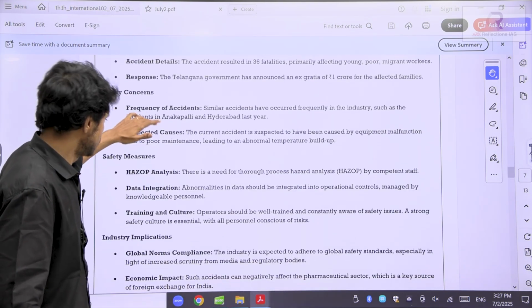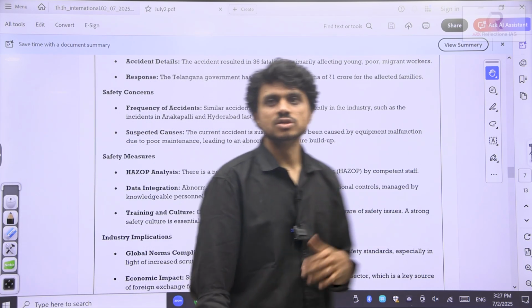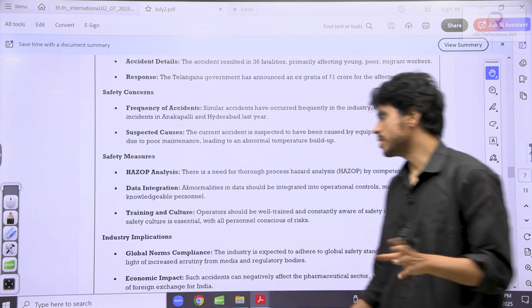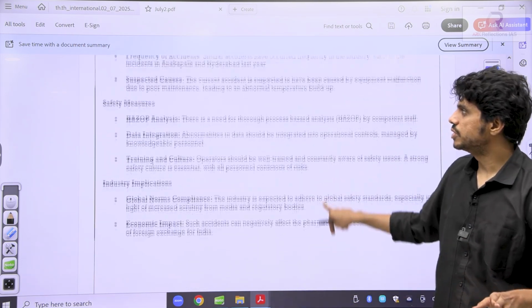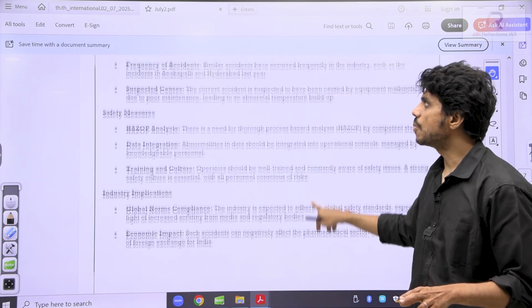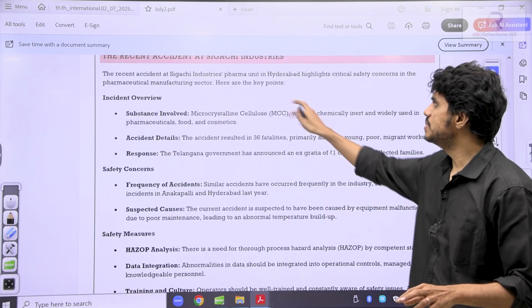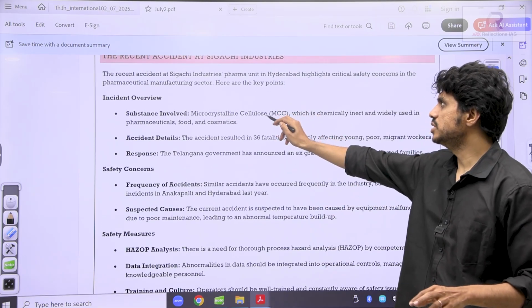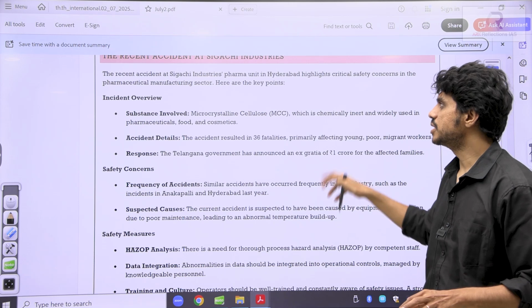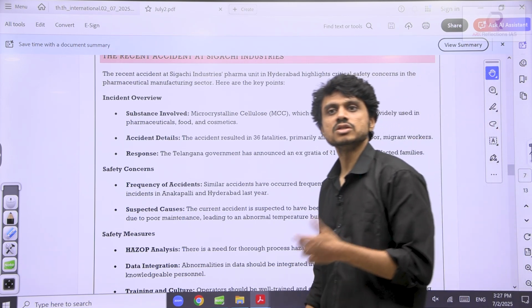Okay, so many such incidents happen in the industries. Even every year you will notice so many such incidents keep on happening, one or two. Okay, so there should be proper checking, proper analysis of this, and there should be proper training. That's what was given in the article. Okay, so from the prelims point of view, this is what is important. Microcrystalline cellulose. Okay, it is a chemically inert material, and it is during its manufacturing that it has resulted in the loss.